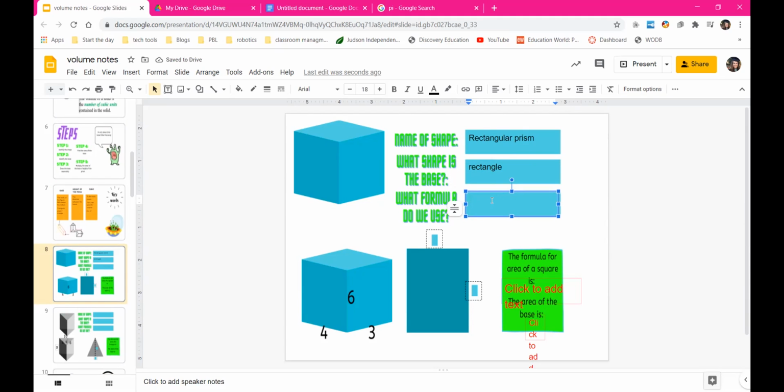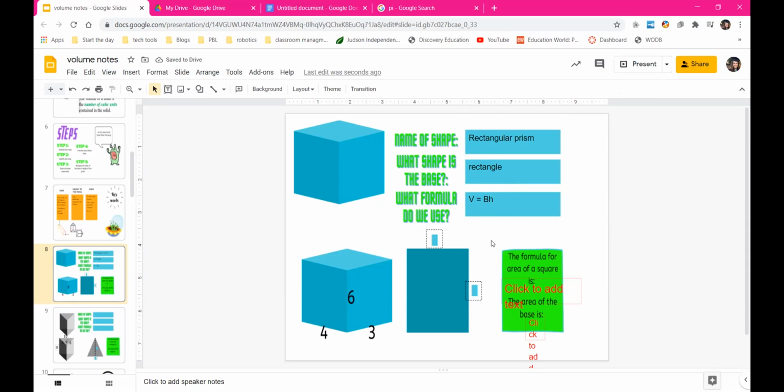And what formula should we use? So you're going to get your handy dandy star formula chart, and you're going to go to volume. My options are prism or cylinder, pyramid or cone, and sphere. Those are your choices. So this falls under the prism or cylinder category, which is V equals big BH. Big B meaning capital letter B. That's super important because capital letter B and lowercase b mean two different things in this unit. So this is big B times H.